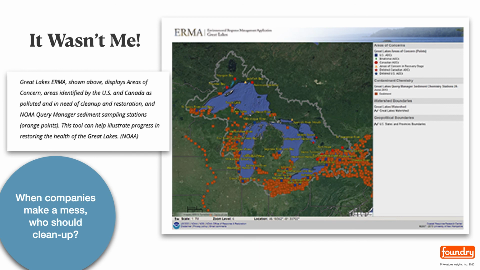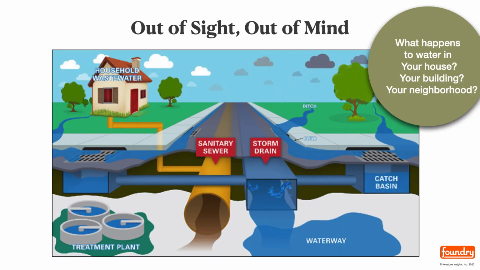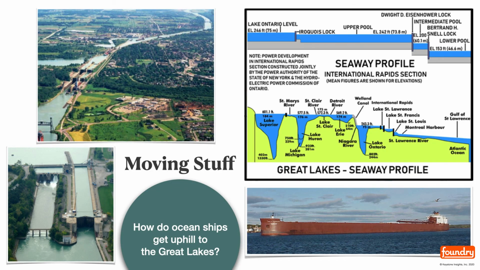This is the mess around the Great Lakes. Or should we share the water? What about the people who don't live on the Great Lakes but are nearby? Or what about your house? What happens to the water in your house, your building, your neighborhood? Or what about the Great Lakes and ocean ships that come in? How does stuff get to our cities? It's uphill.